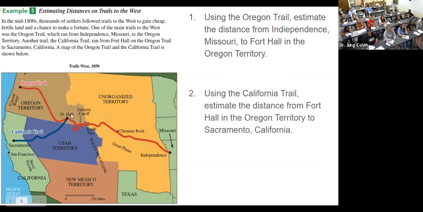Okay, another question. Using the California Trail rule, estimate the distance from Fort Hall to Sacramento. Can you do the same thing? About how many measures? I think this is a little bit short. 2.5? Yeah, I think about 2.5. Okay, about 2.5. What would you say? 250 times 2 is 500, and half of 250? What is it? 125. So add them together. 625. It's about 625. I think that's pretty good.